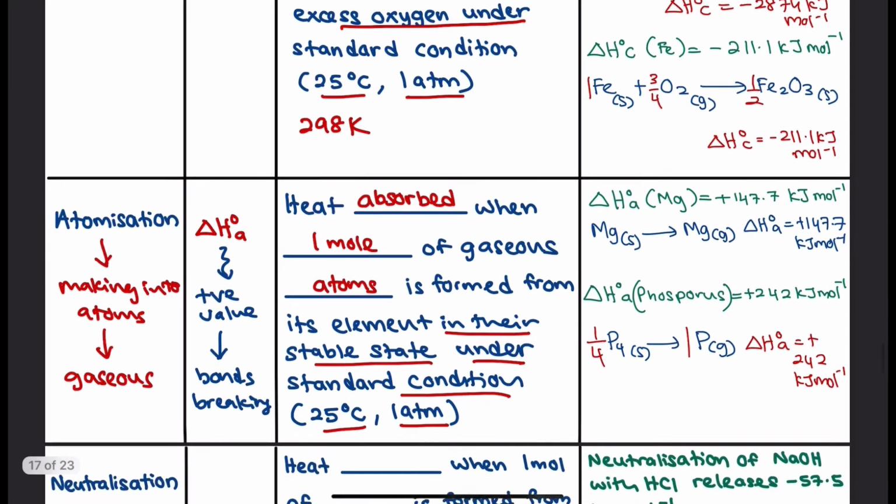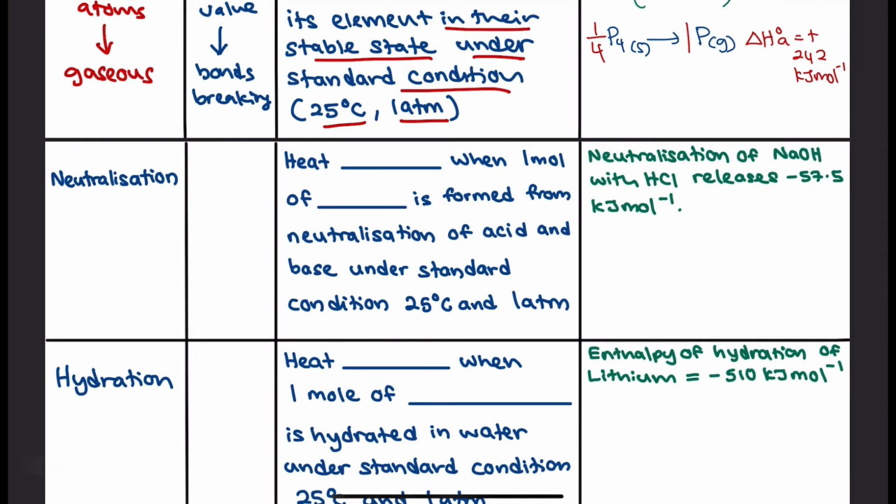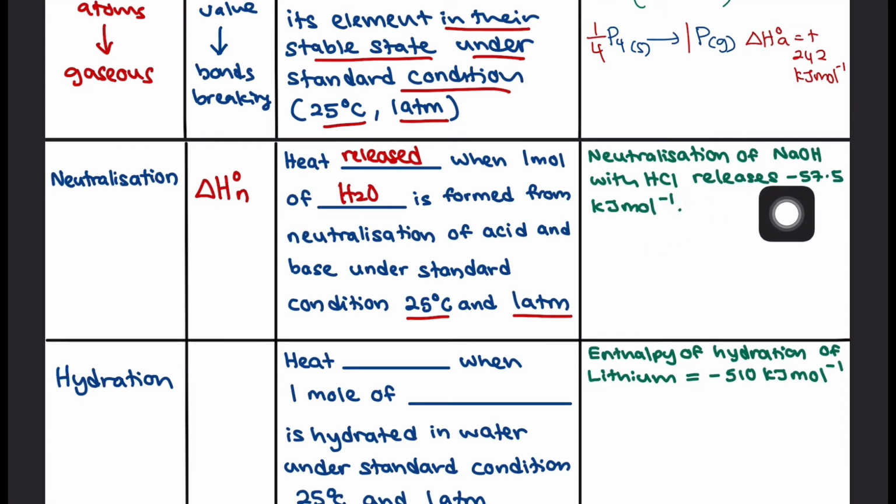Let's move on to the fourth type of enthalpy, which would be the enthalpy of neutralization. Now, the standard enthalpy of neutralization has a symbol of delta H naught N, and the definition is heat released when 1 mole of water is formed from neutralization of acid and base under standard conditions of 25 degrees Celsius and 1 atmosphere.